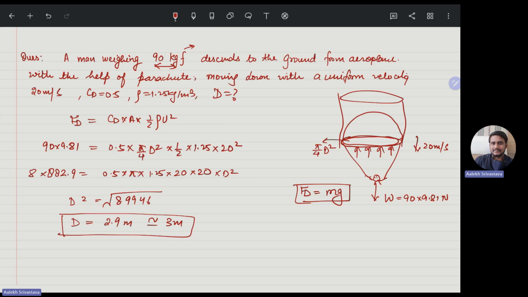Now a similar problem can arise. In a similar problem, the diameter is given and the weight is given, and you may be asked what is the velocity with which it descends. You just need to put the velocity v square and you will get the velocity with which it came down.